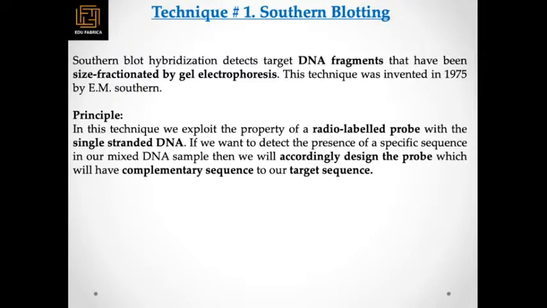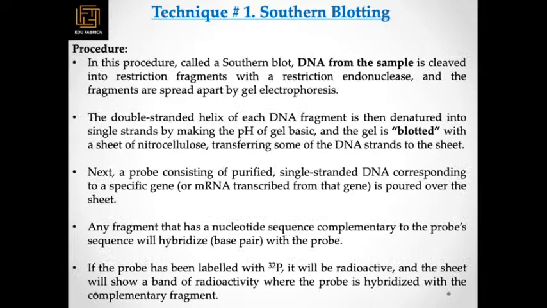Southern blotting hybridization detects target DNA, mainly DNA fragments that have been size fractionated by gel electrophoresis. This technique was invented in 1975 by E.M. Southern. The main principle is that we exploit the property of a radiolabeled probe of single stranded DNA. If we want to detect the presence of a specific sequence in our mixed DNA sample, then accordingly we design the probe, which has a sequence complementary to our target sequence.